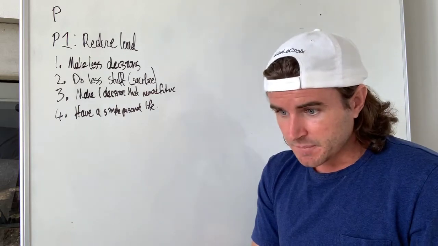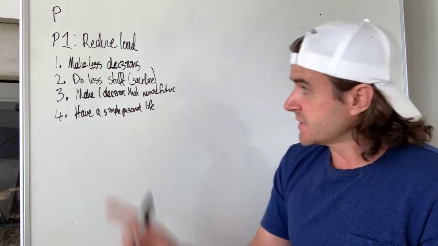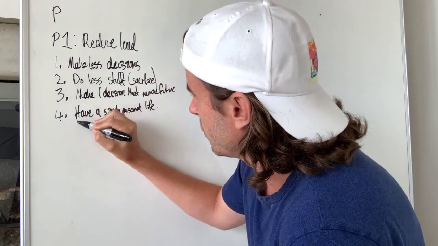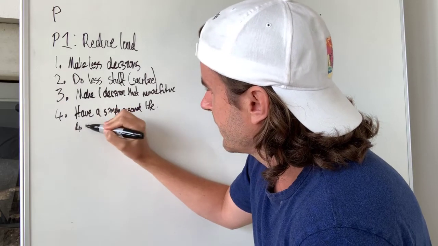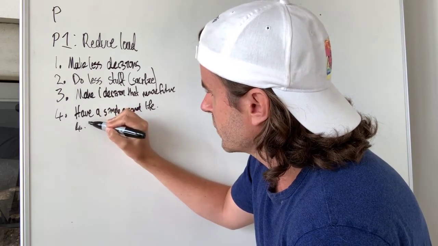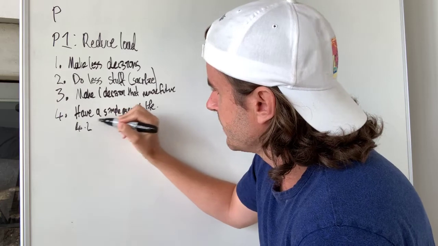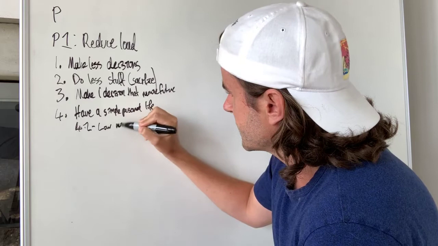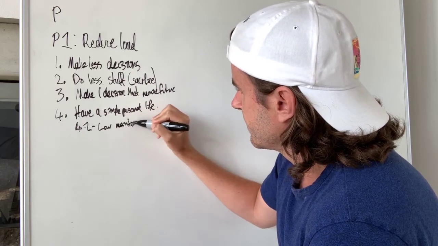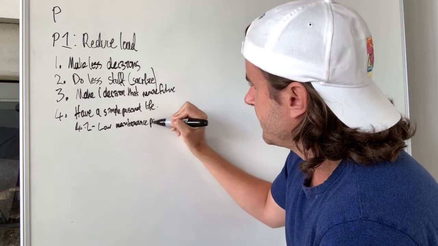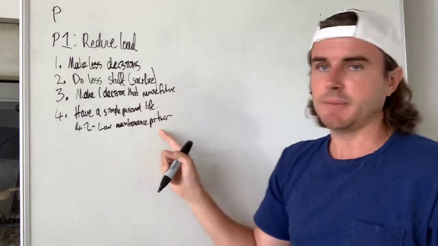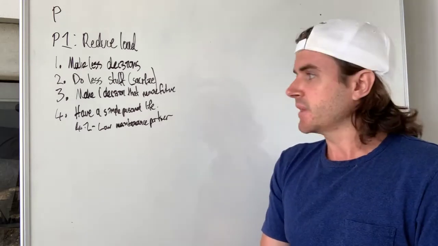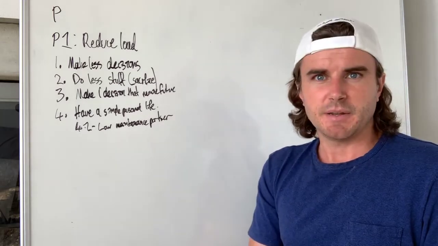What else have we got? Oh, there's another key piece to this one, which is pretty big. And I'll put it down here. We'll call this 4.1, or we'll just call it 4.2. And it is a low maintenance partner. Now that might be boyfriend, girlfriend, wife, husband, whatever, right? Now you want to have a low maintenance partner.